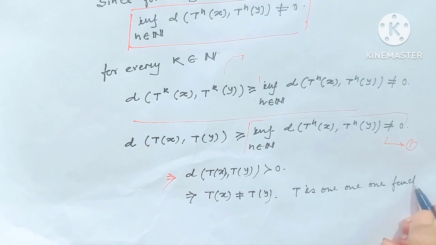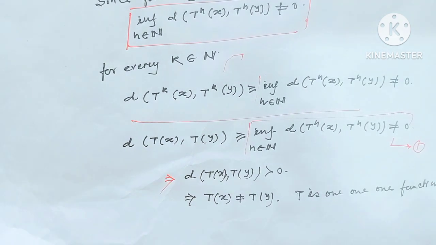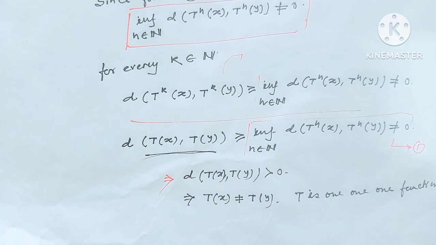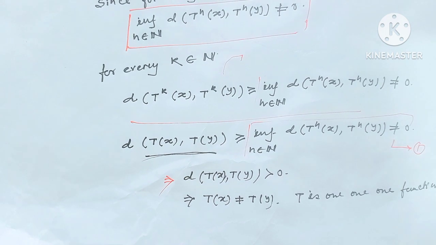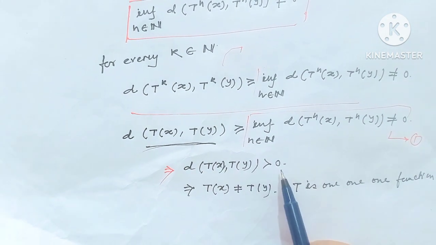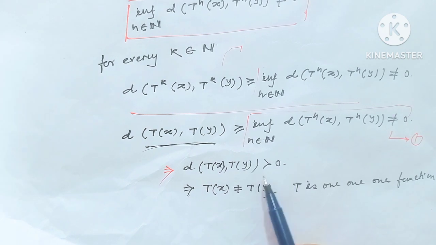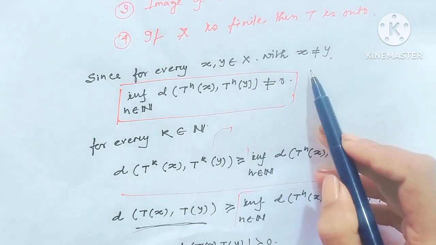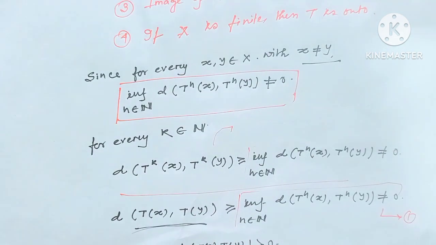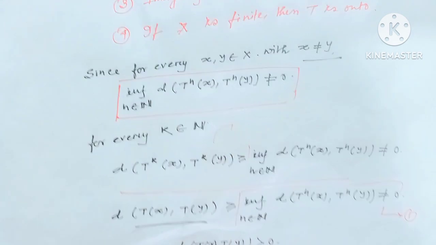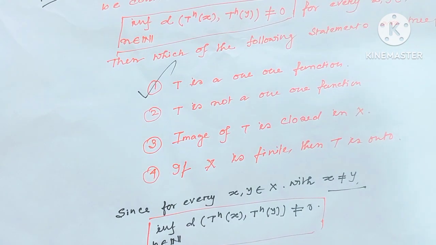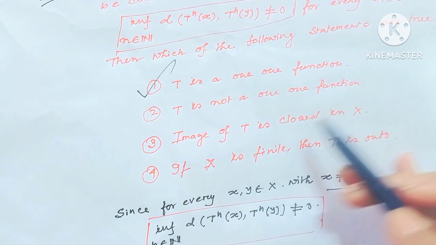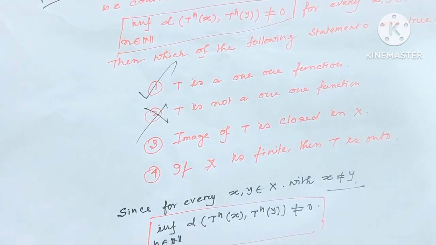I hope all my viewers have understood, and this is true only because of the property of metric space. The first property of metric space is that the distance function is always strictly greater than 0, and since it is strictly greater than 0, that means T of x not equal to T of y. Also, the question has given x not equal to y, so for this property this is a 1-1 function. That means option 1 is the right option, T is a 1-1 function. Option 2 is not right, because it says T is not 1-1, and this is not right.